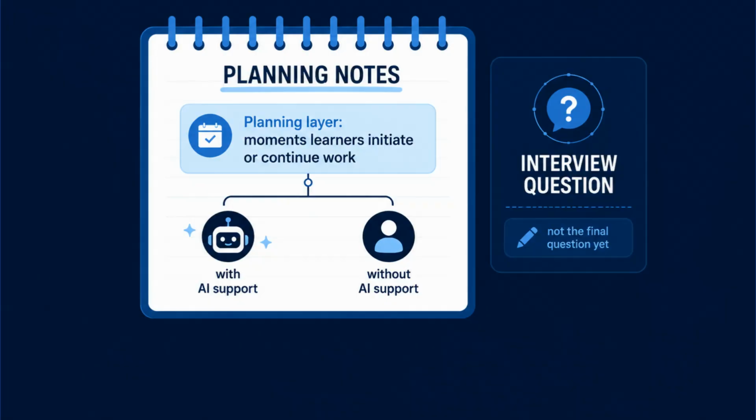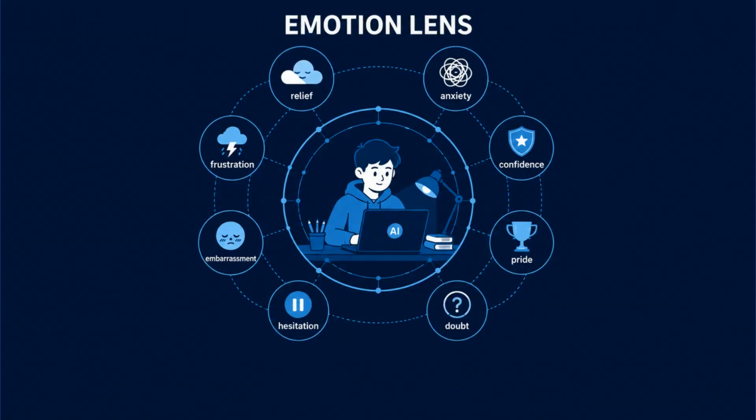In planning notes, this layer might sound like moments when learners initiate or continue academic work with or without AI support. Notice that this is not a final interview question. It is a layer of experience the interview may need to explore. The second lens is emotion.